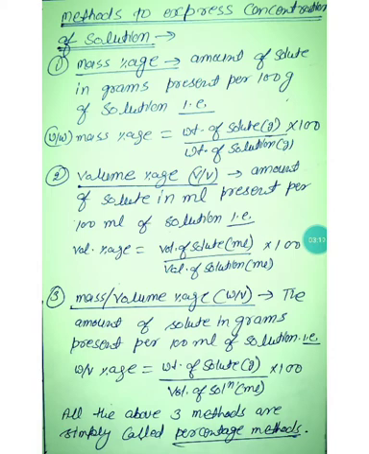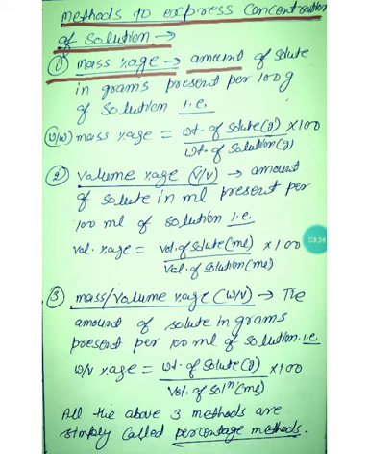So our next topic is methods to express concentrations of a solution. The amount of solute present in the given solution is called its concentration. And starting with the first one, this is the mass percentage method, and this is the amount of solute in grams present per 100 gram of solution.